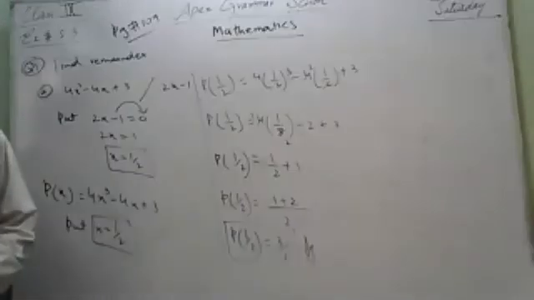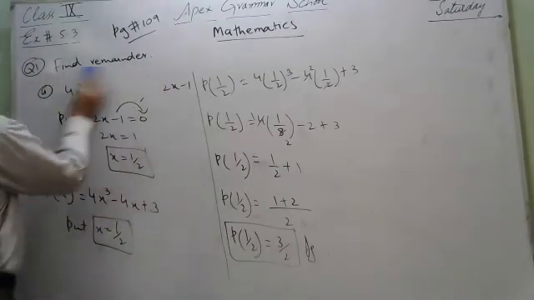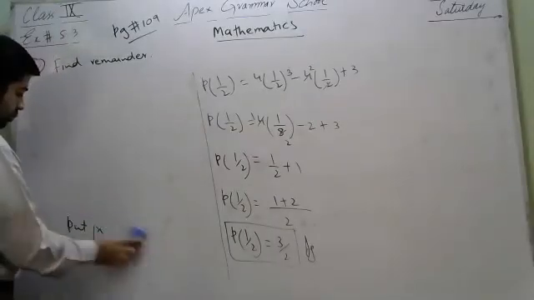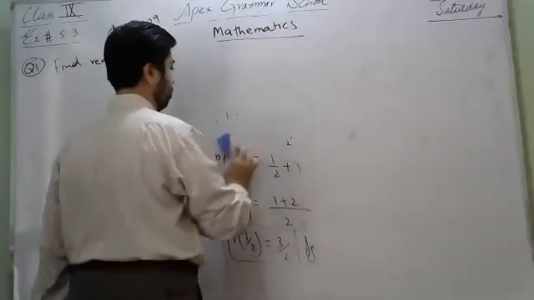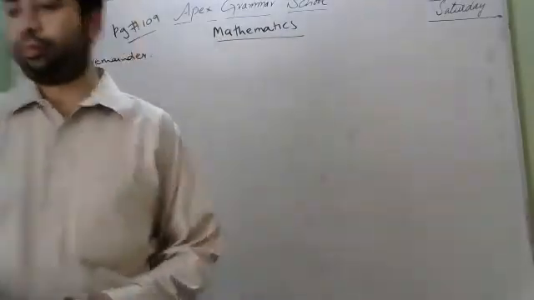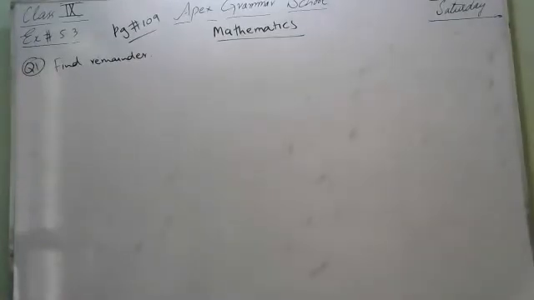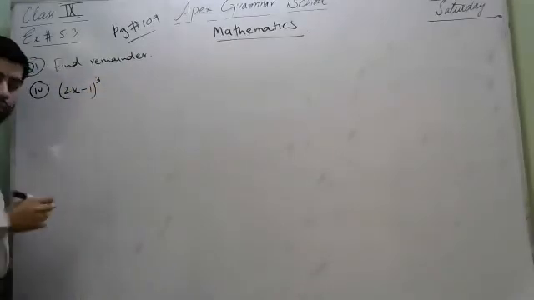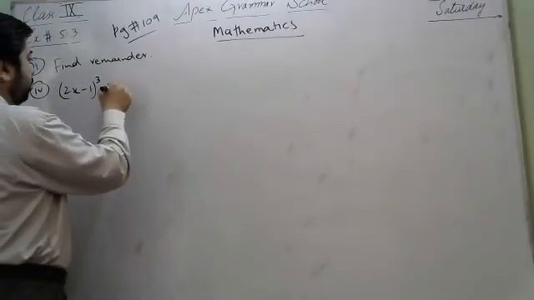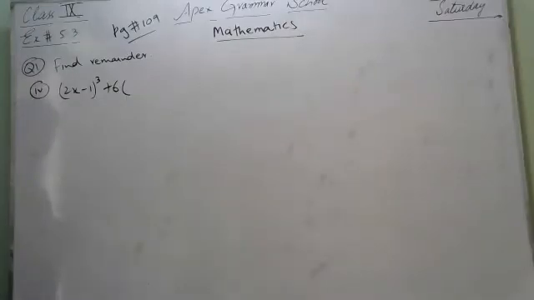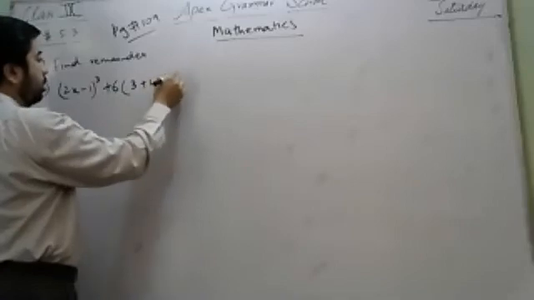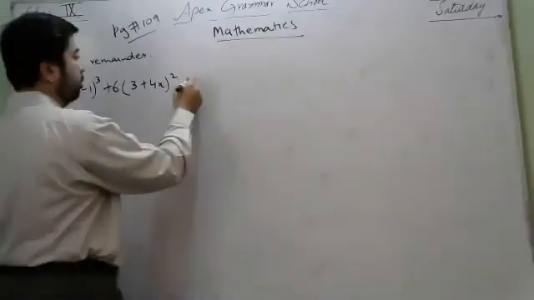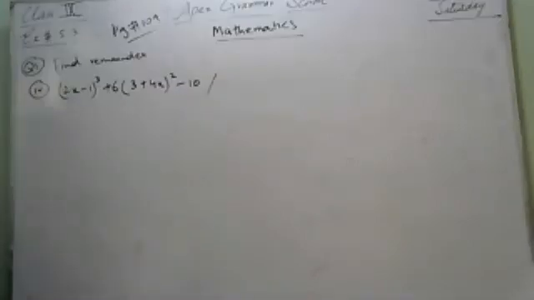We are going to solve part 4 now. Part 4 is (2x minus 1) whole cube plus 6 into (3 plus 4x) whole square minus 10, whenever it is divided by 2x plus 1.